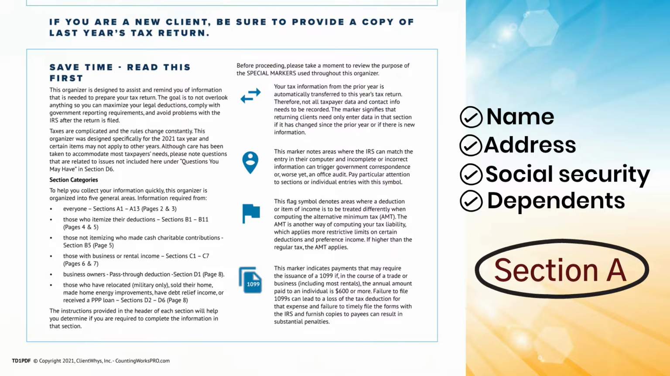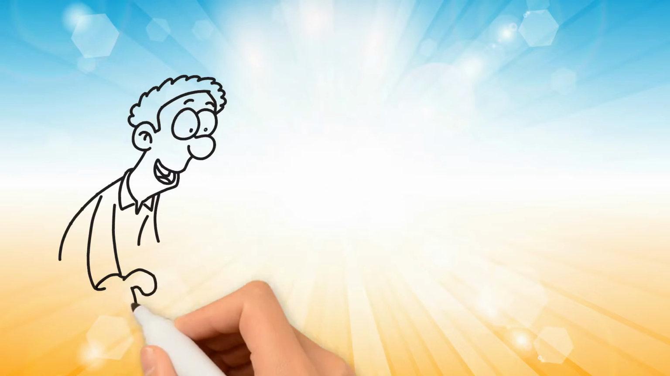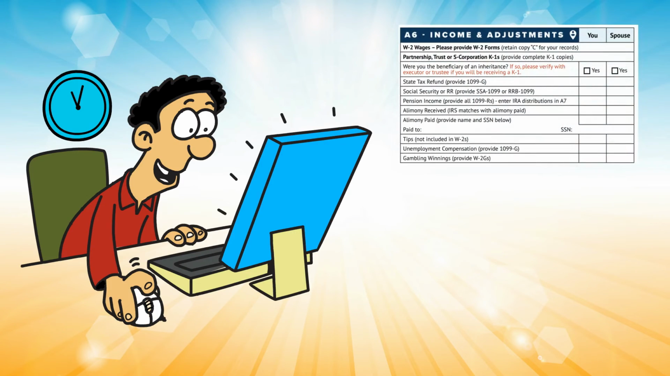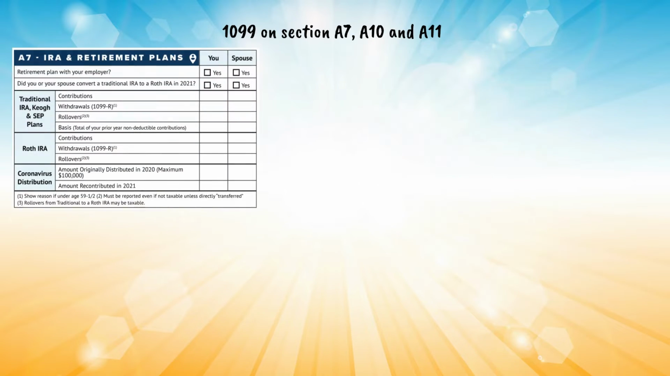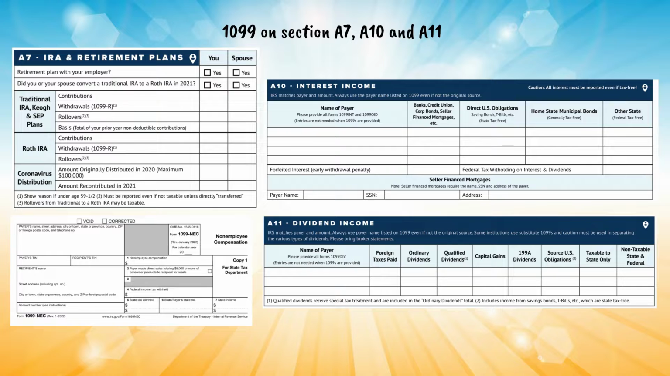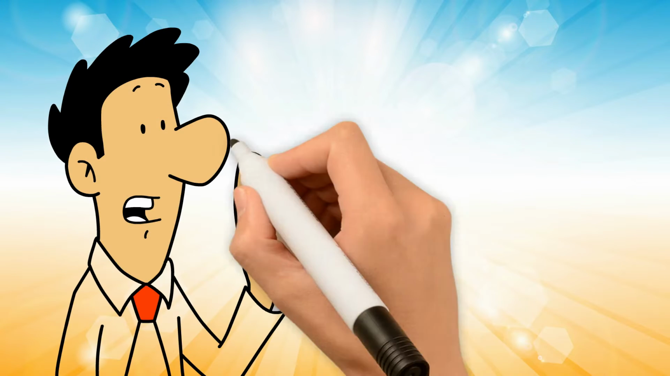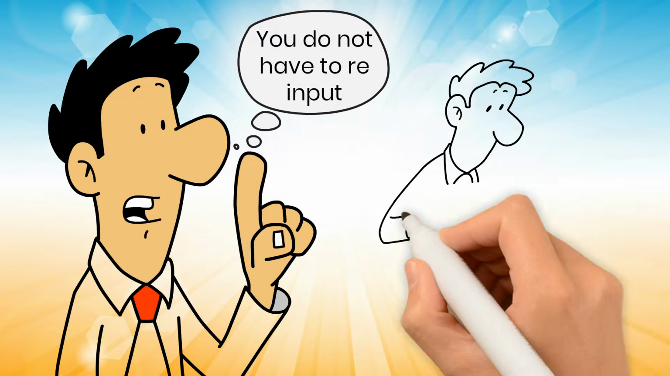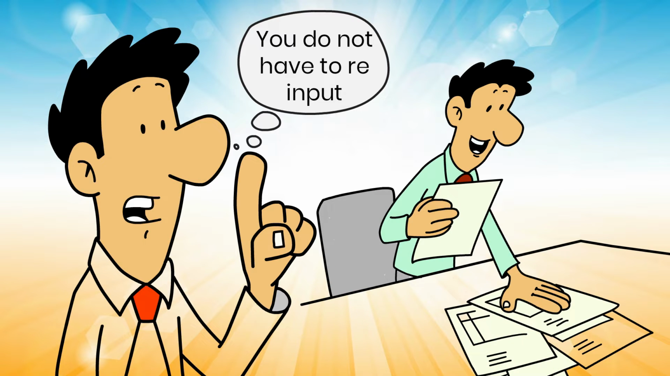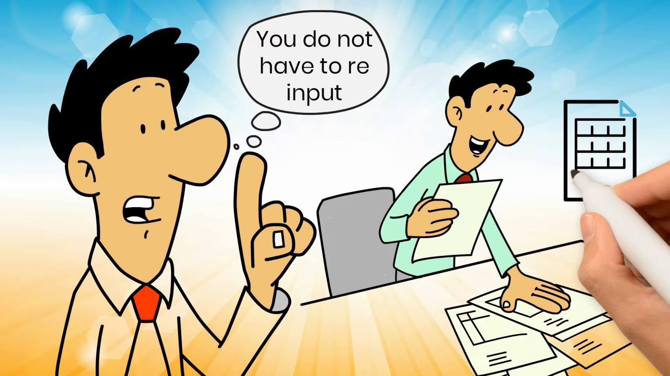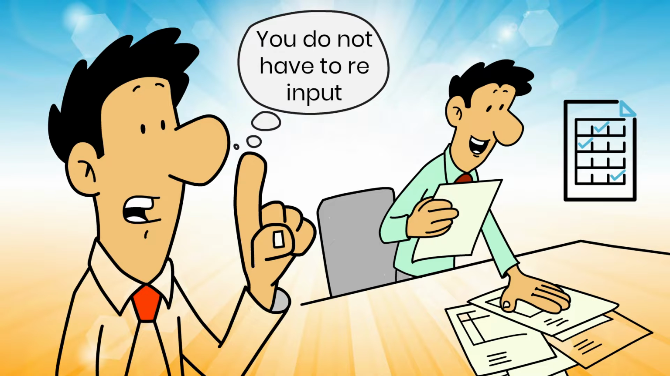When you get to a section of the organizer that requests information from tax documents, which you may have received, such as a W-2 on Section A6, a 1099 form on Section A7, A10, or A11, you do not have to input the numbers onto the organizer. Simply provide us with the copies of the tax documents instead. The organizer can be used as a checklist to remind you of the documents you need to provide.